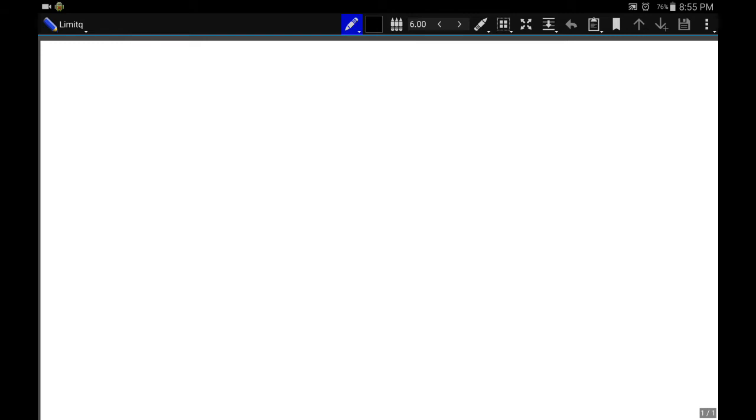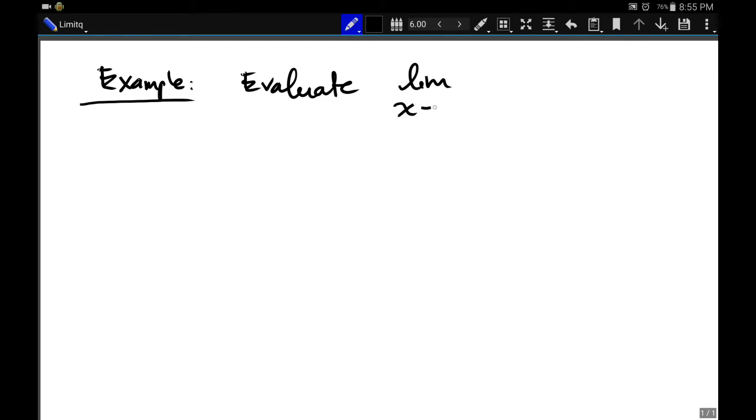Hello, I would like to discuss a limit question today. Here is the example I would like to consider. So let us evaluate the limit as x approaches 4 of (square root of x plus 5, minus 3) divided by (x minus 4).